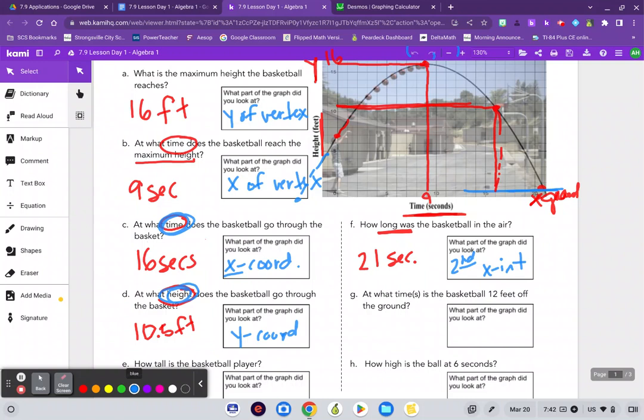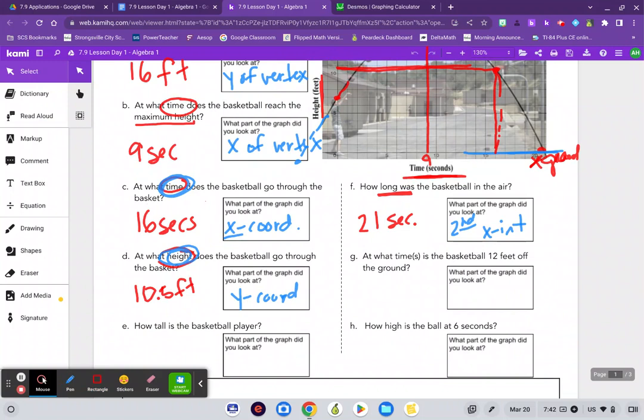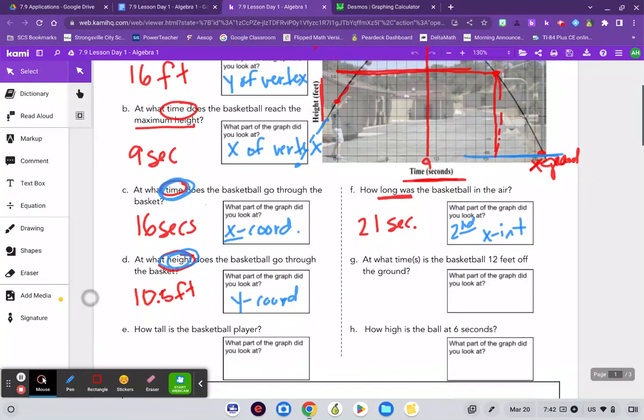E says, how tall is the basketball player? If I look at this basketball player, he looks like he's about, we'll say 6.5 feet. What part of the graph am I looking at here? It looks like I'm looking at the y-axis, so I'm looking at the y-intercept. We only have one y-intercept. I only crossed the y-axis one time.